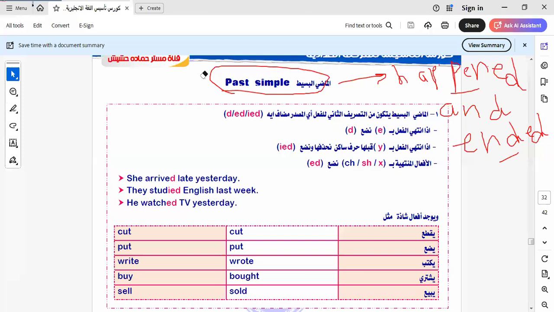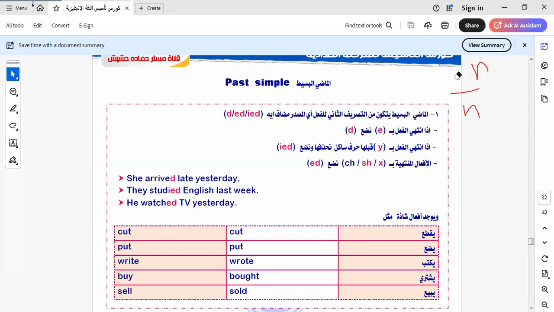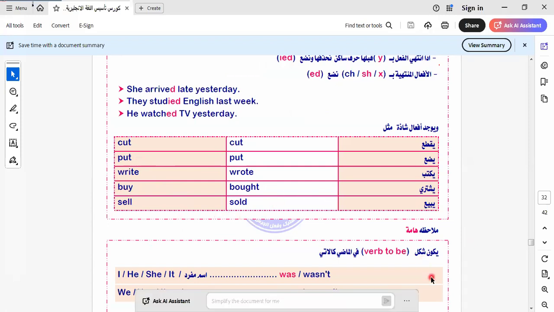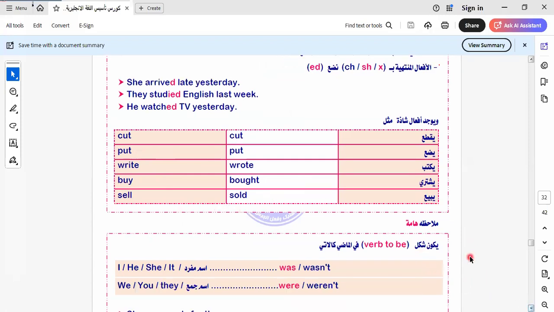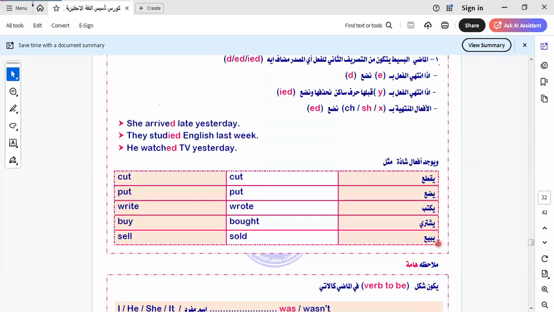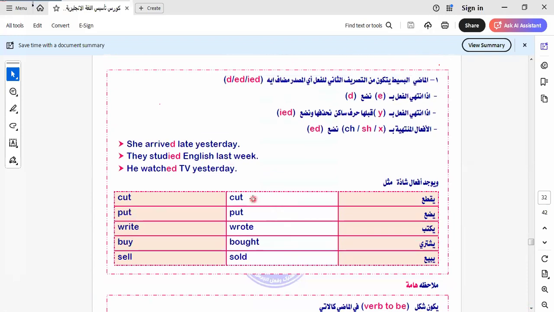Let's go to another item here. This is the usage of this tense. Now, the formula of this tense. What is the formula of this tense? Adding ed to the verb, and we have some irregular verbs, like cut, write, wrote, buy, bought, sell, sold, and so on. What can we do with the irregular verbs? You can learn them from extra books and textbooks. This is what we would like from you with the irregular verbs. For the regular verbs, we add ed to the verb, like she arrived, they studied, he watched.